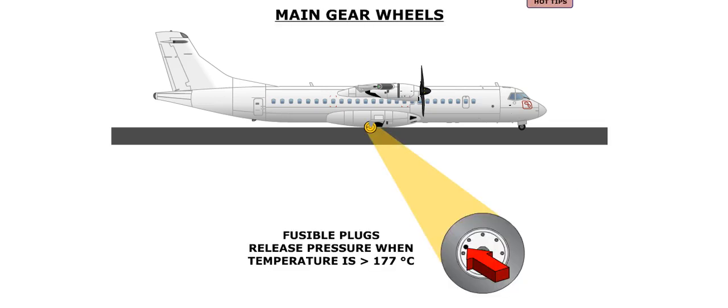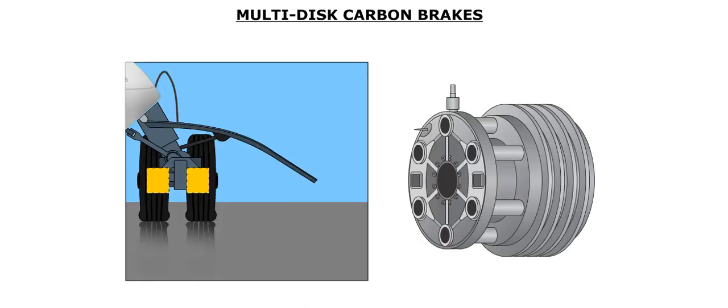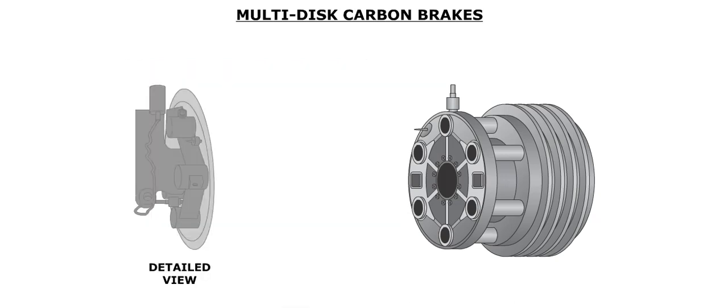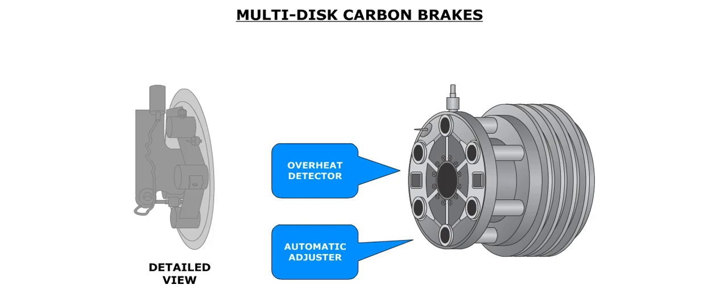Each main gear wheel incorporates fusible plugs that provide protection against tire bursts due to overheat. These plugs will release the pressure in the event a wheel temperature exceeds 177 degrees Celsius. The multi-disc carbon brakes on each main gear are operated by hydraulically powered pistons. Each brake is equipped with an automatic adjuster, an overheat detector, and a wear indicator pin.